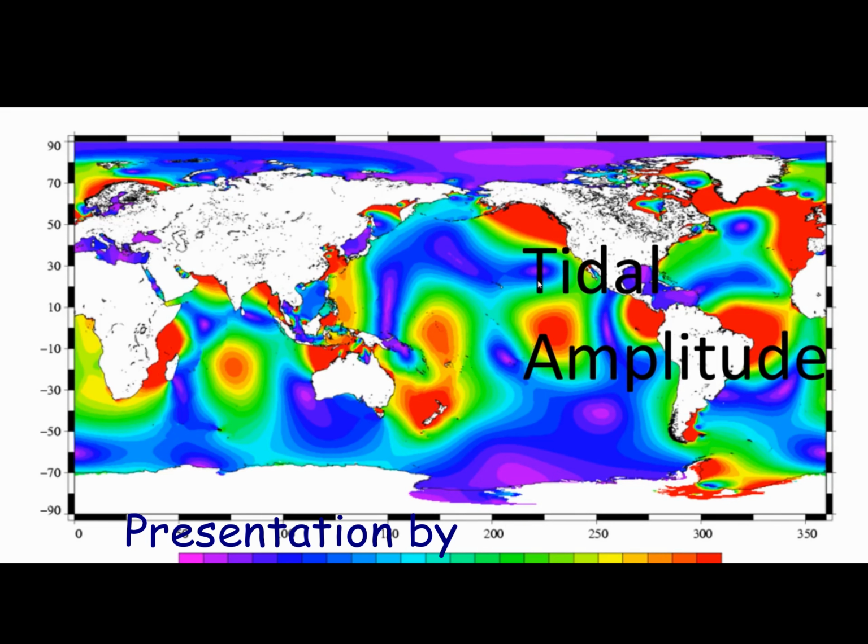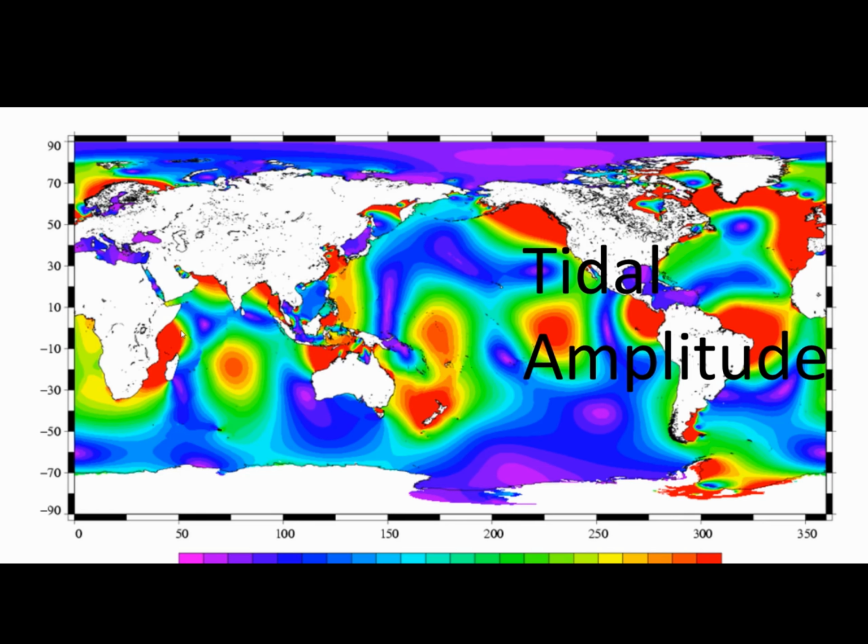This is a map of tidal amplitude, which is the difference between the low and the high tide in a given place. So what that means is that the low tide might be a meter below sea level, and the high tide might be a meter above sea level, and that would be a tidal amplitude of 2 meters, which is considered very high. And those high tidal amplitudes are here in red. So this is where the difference between the low tide and the high tide is the greatest.